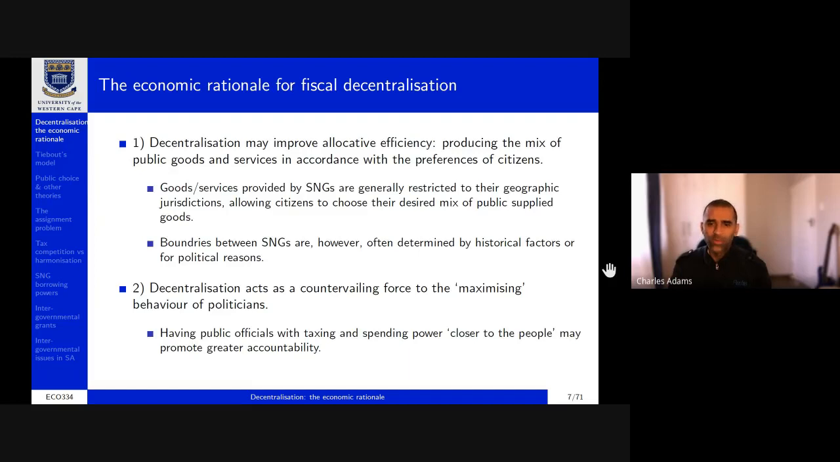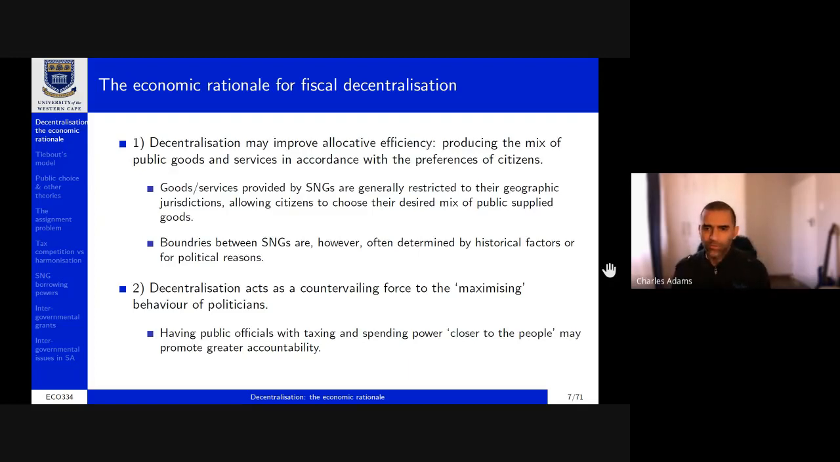So goods and services provided by SNGs are generally restricted to their geographic jurisdictions. Motor vehicle licenses in the Western Cape don't apply outside of the Western Cape, for instance. And this allows citizens to choose their desired mix of publicly supplied goods.